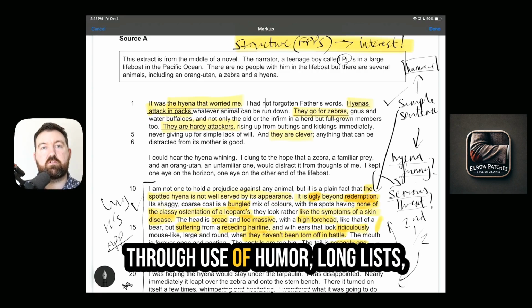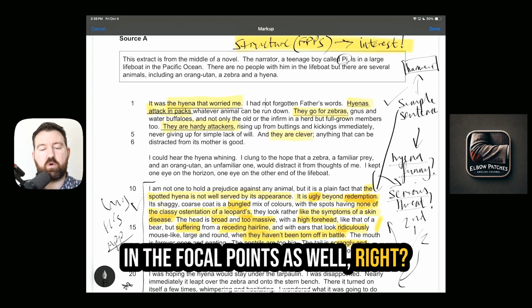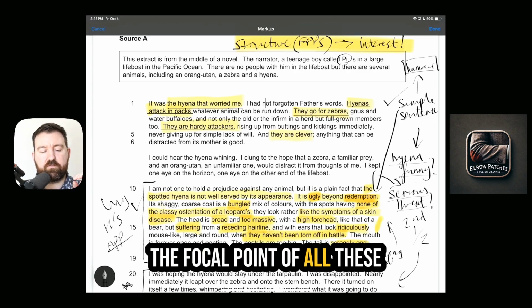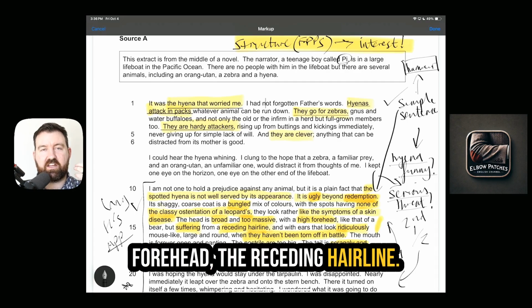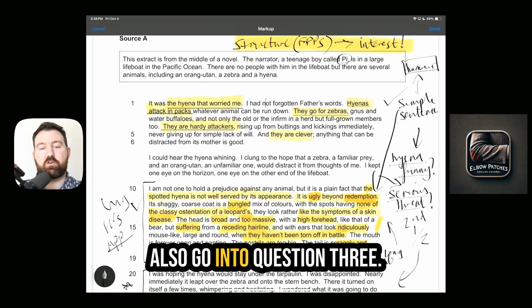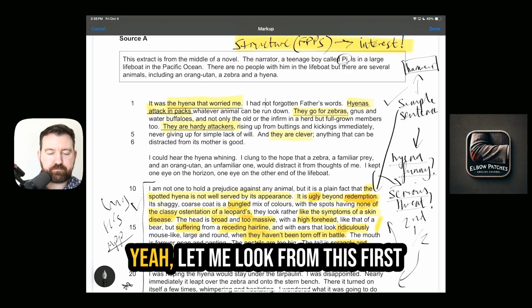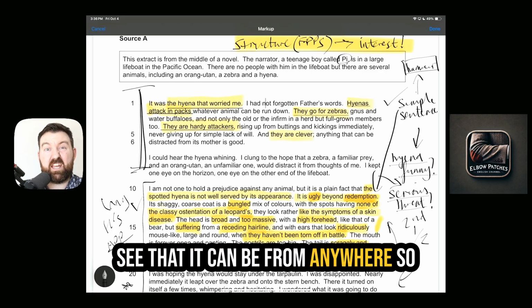So that would be one paragraph that I might do, about the way that the writer interests the reader through use of humor, long lists, short sentences, and you can bring in the focal points as well, right? The focal point of all these images and the shift between them, the big head, the large forehead, the receding hairline, all these kind of funny, stupid focal shifts that could also go into question 3. Yeah. Let me look from this first section though for something else for question 3, so that you can see that it can be from anywhere.